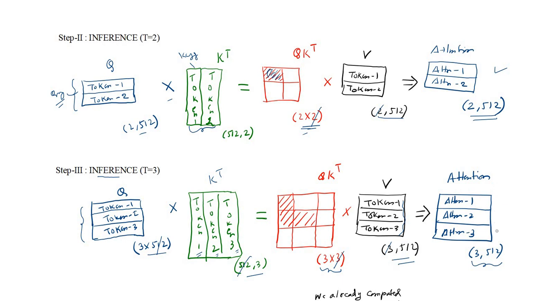Again, if you see the attention mechanism, the outputs are increasing in terms of rows. Here it is 3 rows, 2 rows earlier, and in inference 1 it was 1. So again, this part is repetitive.